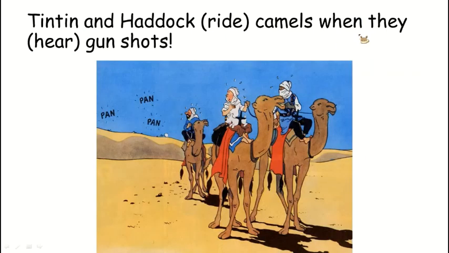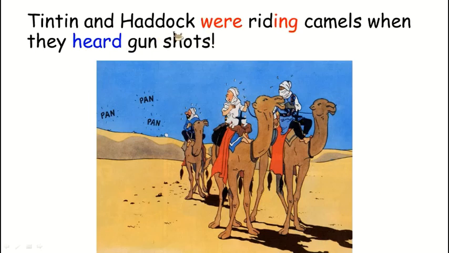Now Tintin and Haddock riding camels when they hear gunshots. So again, the long action here, and I have a short action interrupting it. Long action means the past continuous, short action is the past simple, and "when" always comes before the short action. So Tintin and Haddock were riding camels when they heard gunshots.